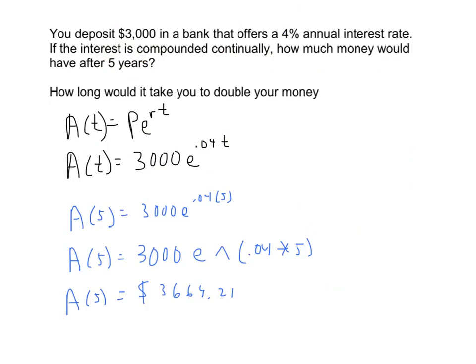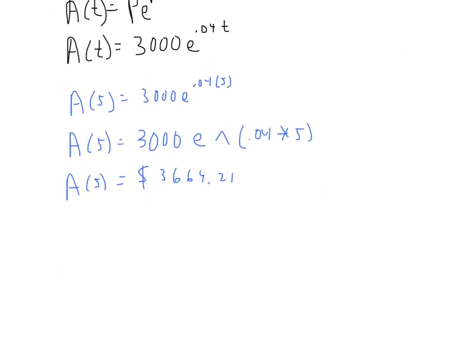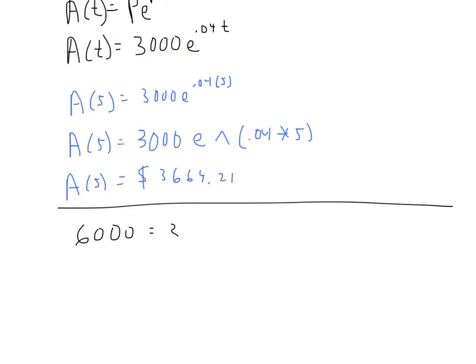Okay, and then the last thing it asks us, how long would it take for us to double our money? Okay, well, remember, our equation here for our amount in our account was 3,000 times e to the 0.04 to the t power. So we want to see, when will this be doubled? In other words, when will that be equal to 6,000? So we can set our equation equal to 6,000 and go ahead and solve.